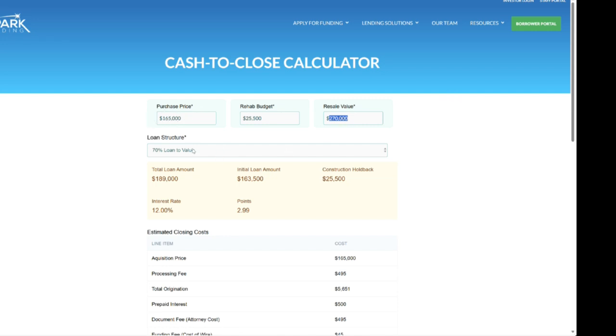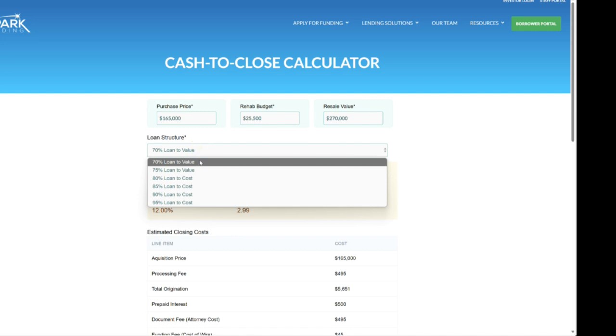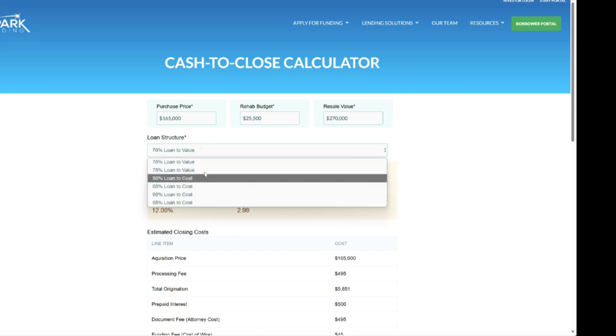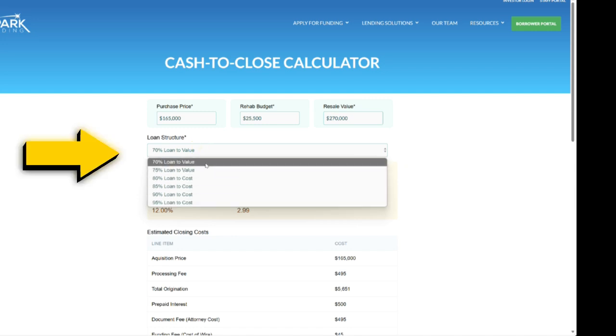Now, this was one of our loans, so we did it at 70% loan to value. These are some different scenarios. So once you find your lender in your market, they're going to be able to tell you what they're loaning at, right? Are they doing loan to value or are they doing loan to cost?